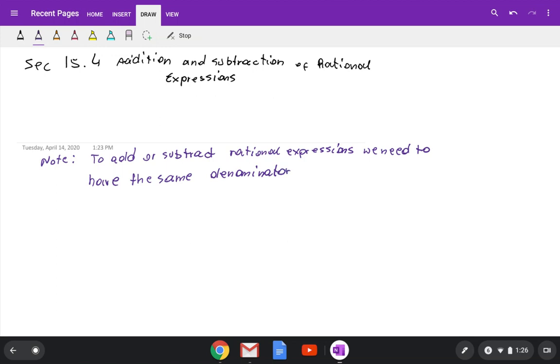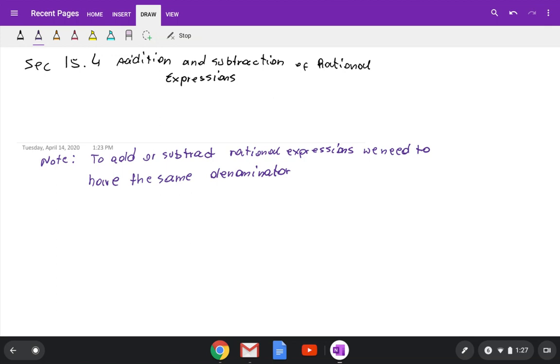So in today's lesson, we're going to add rational expressions. Some of them will have the same denominator. Some of them will need a common denominator, which we create by applying the LCD, least common divisor.